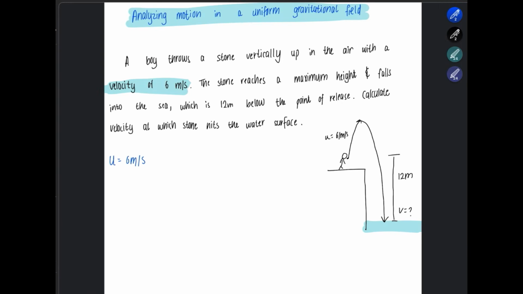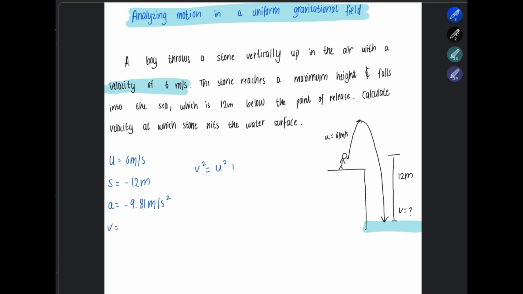Now if you notice, we have two directions, right? We have an upward direction and we have a downward direction. Since in the upward direction they said it's positive, our downward direction is considered negative for this example. As for this displacement, what you will write is negative 12 meters, because for this question we considered downward to be negative and upwards to be positive. So s is negative 12 meters. Acceleration will be negative 9.81 meter per second square because it is accelerating downwards, right?